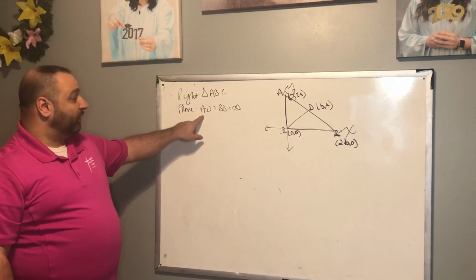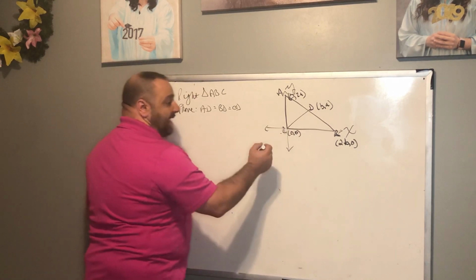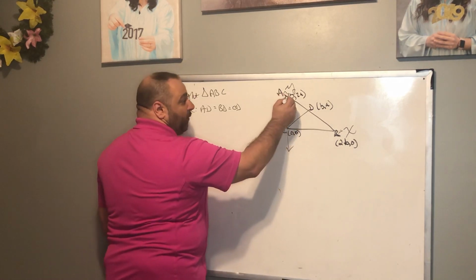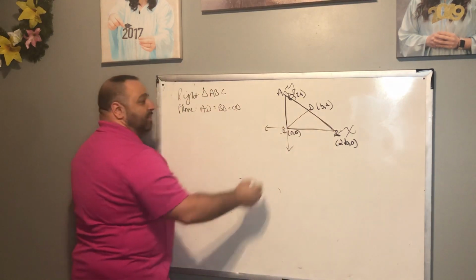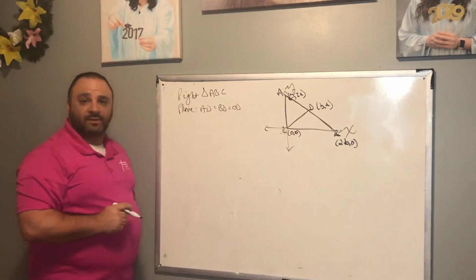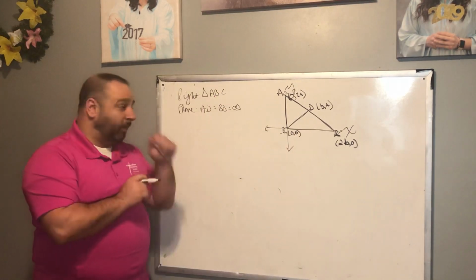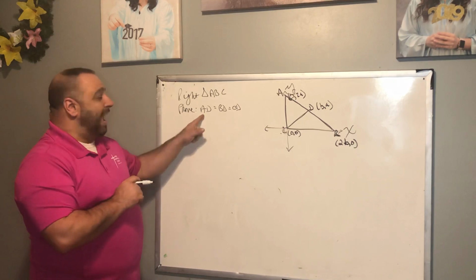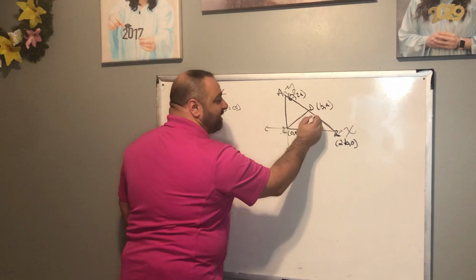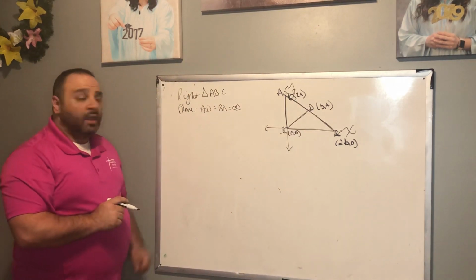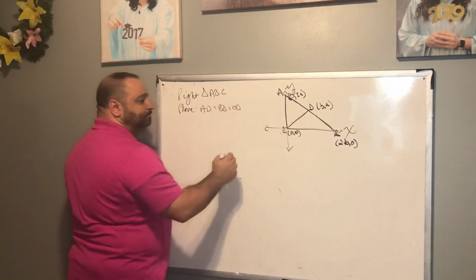Now let's look at what we're proving here. AD. Notice we want to prove that this line segment is equal to this line segment, which is equal to this line segment. How do I prove that? We're going to use the distance formula. But before I can do that, I want to find the length of each of these segments. If I can find the length of these segments, then I can prove that they're all equal.